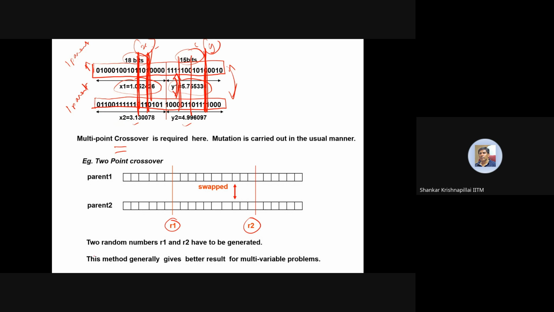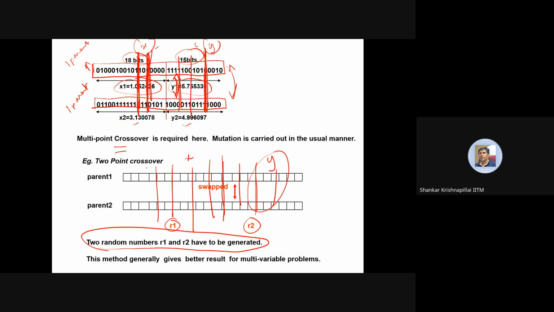At the minimum, two random numbers R1 and R2 are required, and it will cut the bit string at two places. Hopefully it will cut both X and Y. If both the cuts fall in X, then the Y coordinate will be left undisturbed. So you may have to actually cut at 4 or 5 places in the hope that the cut will pass through both X and Y. So these are the complications of binary genetic algorithm.